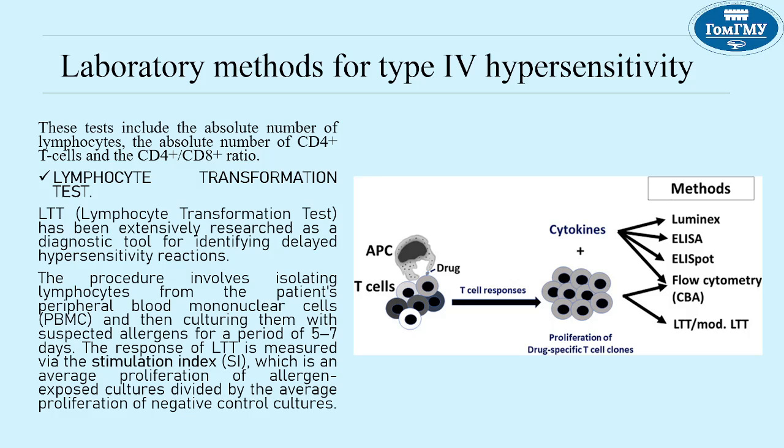The response of the lymphocyte transformation test is measured with the stimulation index, which is the average proliferation of allergen-exposed cultures divided by the average proliferation of negative control cultures. A confirmed response usually has a stimulation index of more than 2, calculated based on the uptake of radioactive thymidine, a marker that is directly proportional to the degree of T cell proliferation in response to an antigen.